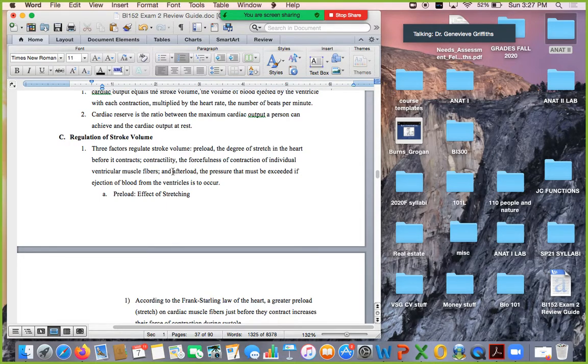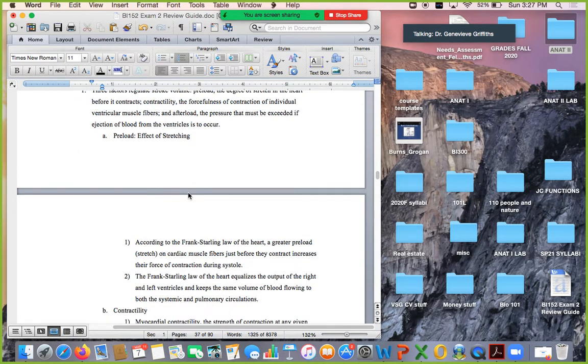So stroke volume can be regulated by 3 factors: the preload, the degree of stretch in the heart before contraction, and the contractility. So the preload is basically going to be the effect of stretching. So the greater preload, or the stretch of the cardiac fiber muscles just before contraction, increases the force of contraction up until a certain point, obviously, during that systole or the contractile event. And the Frank-Starling law basically says that the output of the right and left ventricles keeps the same volume of blood flowing to systemic and pulmonary circulation.